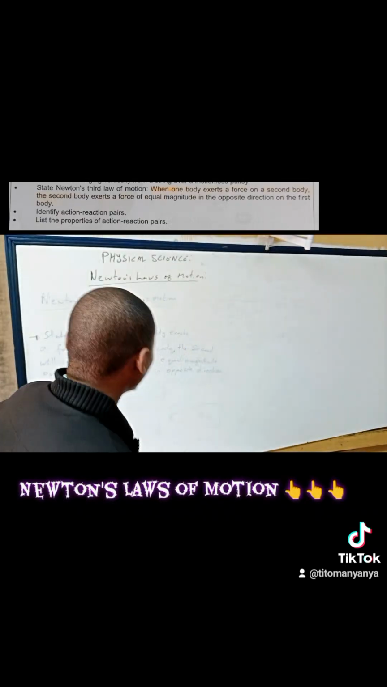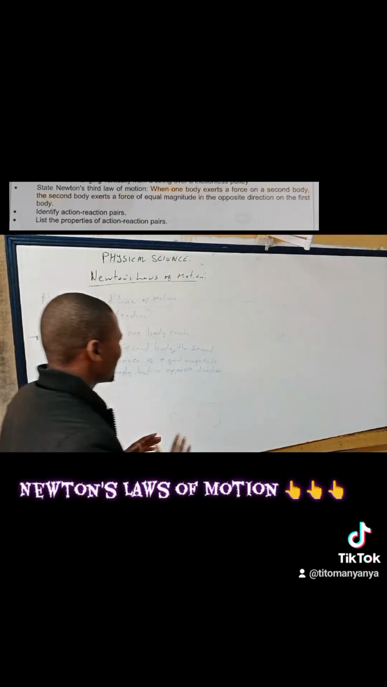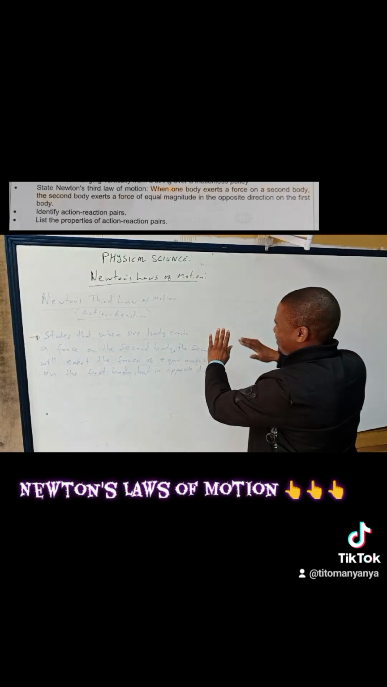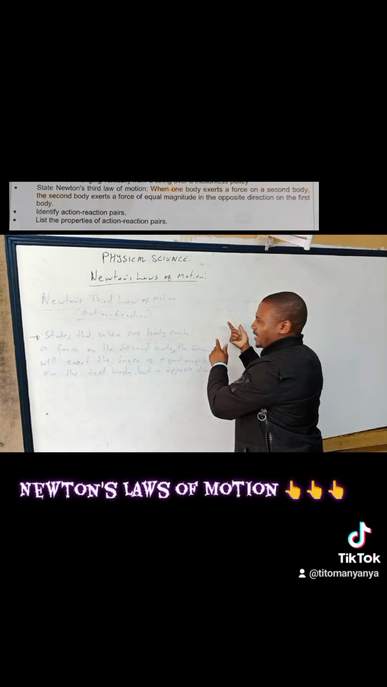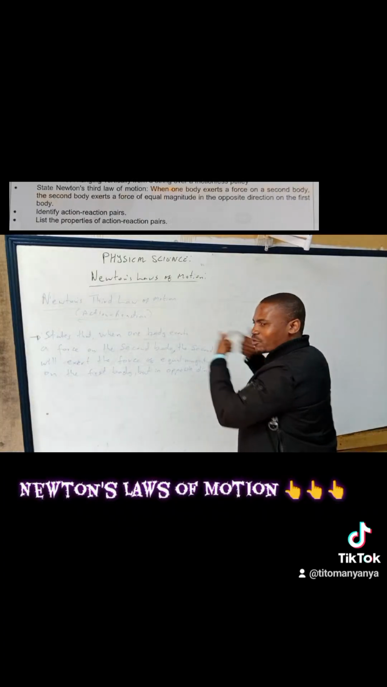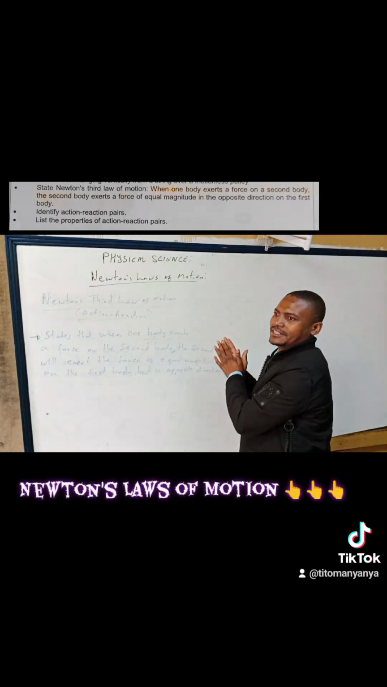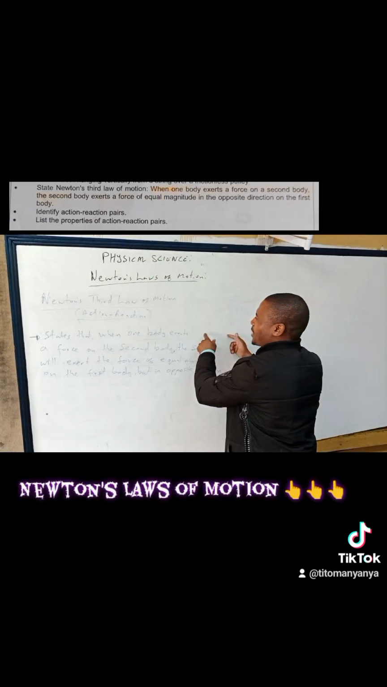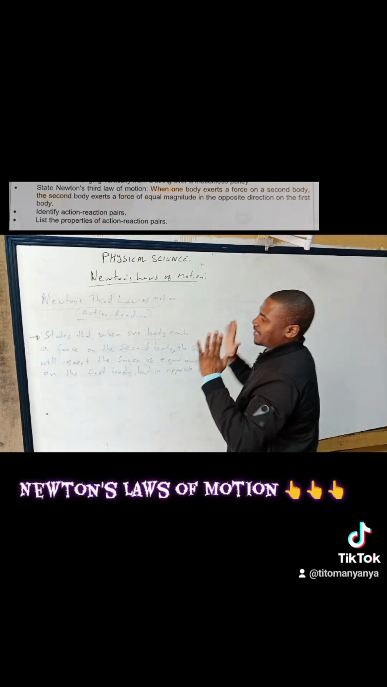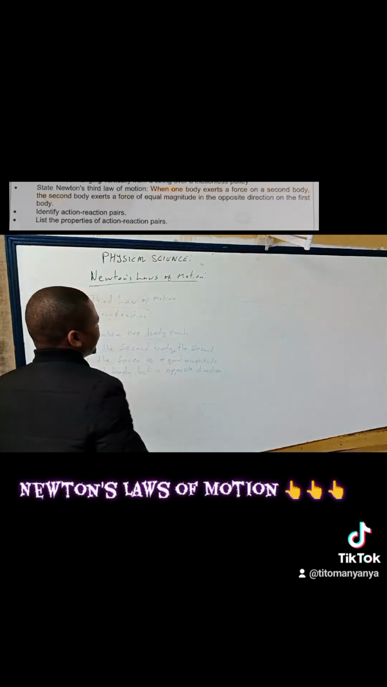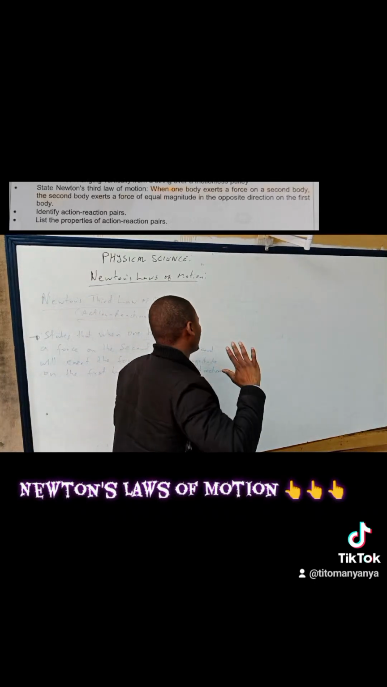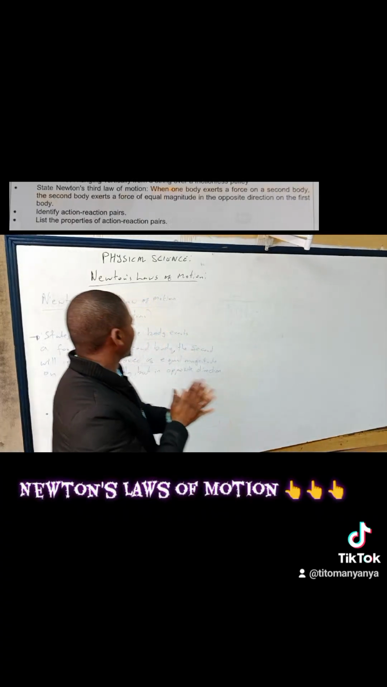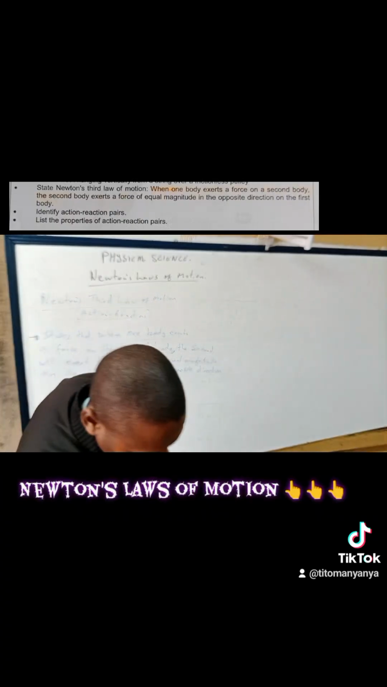If I exert a force on this whiteboard, it will exert back on me the same or equal amount I exerted on it. I exert it maybe towards the right, and then this one will exert on me towards the left. That's it. Action and reaction. I put a force, I'm acting. This whiteboard reacts.